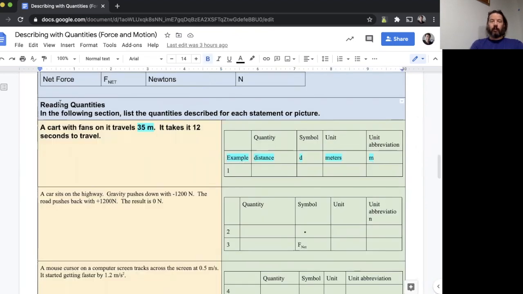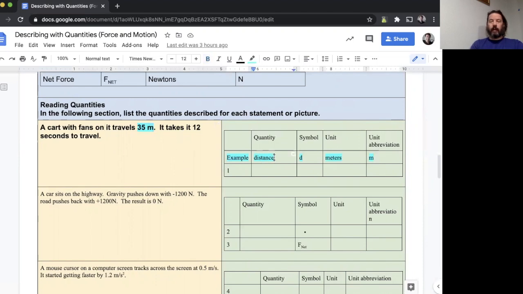So the first part is your reading quantities. In the following section, you're going to list all the quantities described for each statement or picture. So we're going to read this statement, and then we're going to fill in the data table with the quantities that we observe in the statement. So a cart with fans on it travels 35 meters. It takes it 12 seconds to travel. So I've already highlighted this one for you.